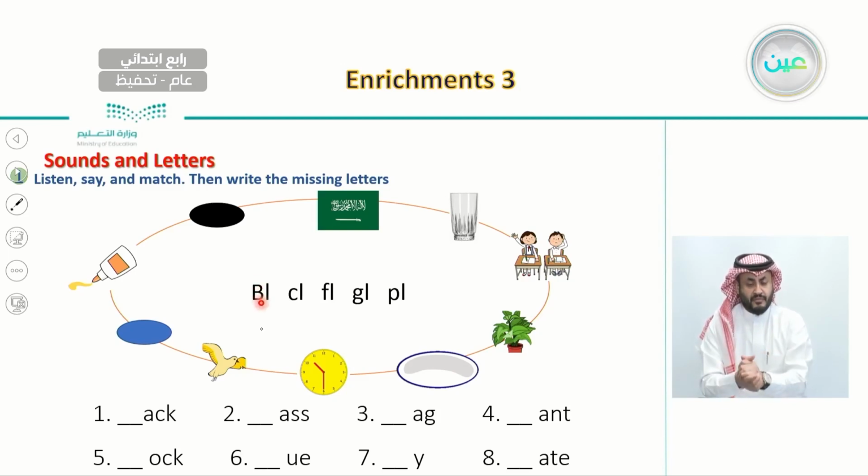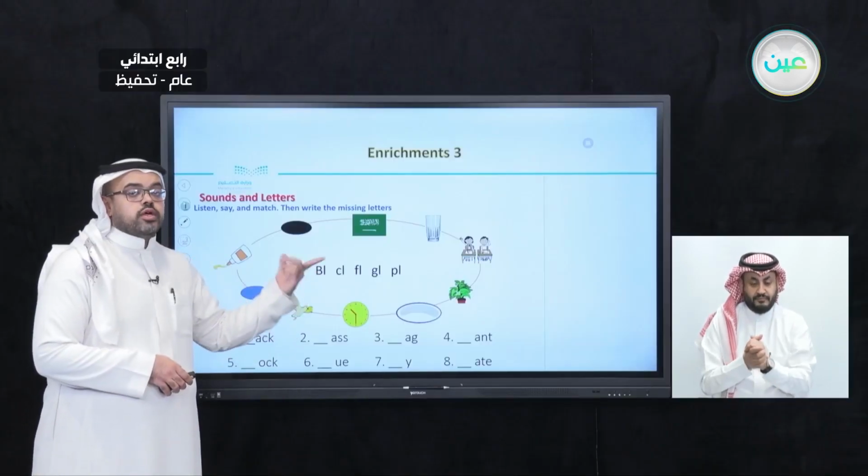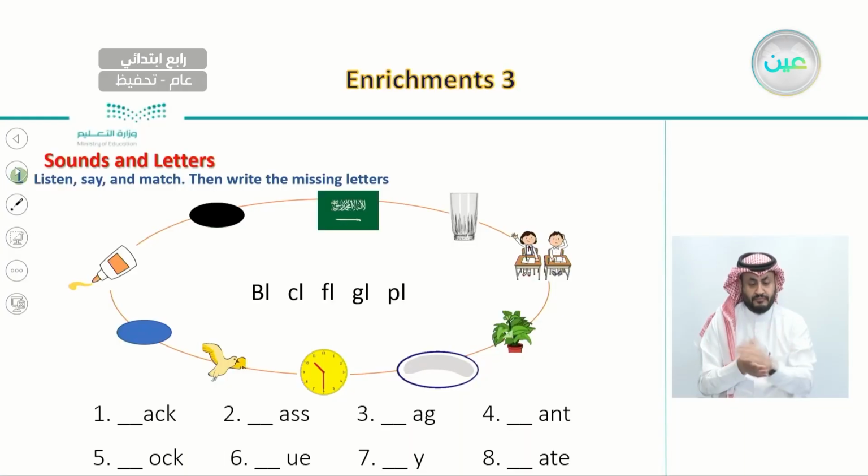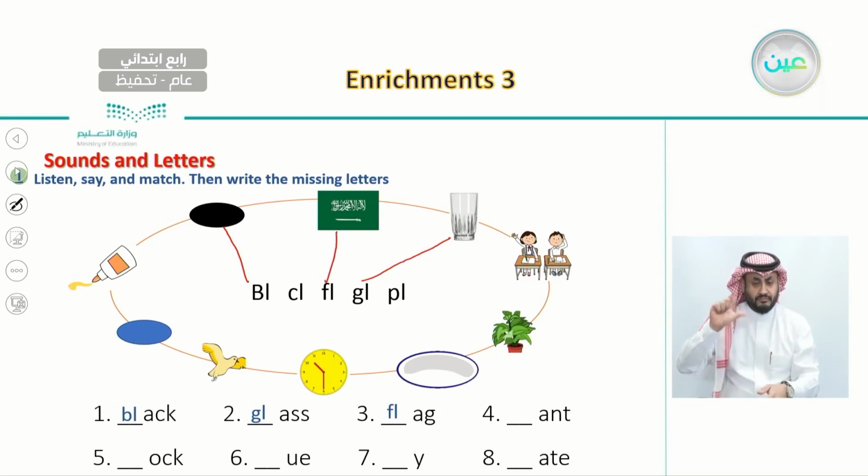So for example, we have BL, CL, FL, GL, and PL. And we said that we need to listen, and also we need to complete each word with the missing letters. For example, the first one was the word black. So here what we did is match it to the color black. The second one was glass. So here we go. We match the GL to the glass. And after this, the third one was a flag. So here we match it to the flag. And the fourth one was a plant. So here we go. We match it to the plant.